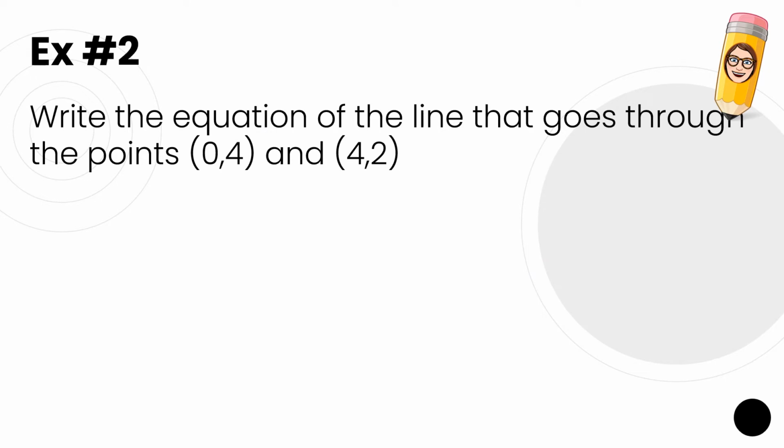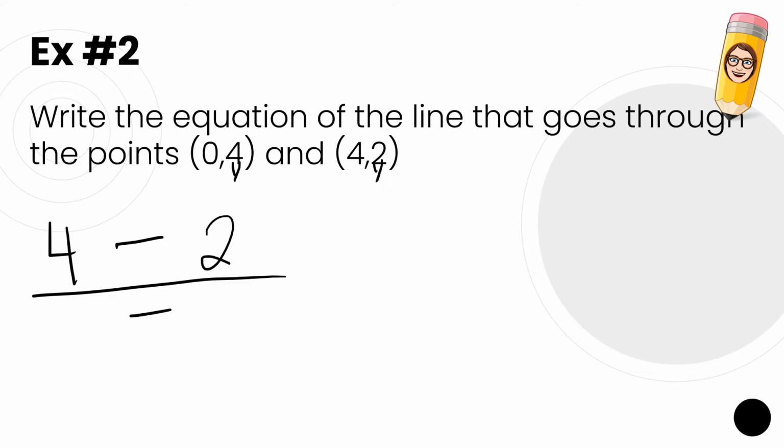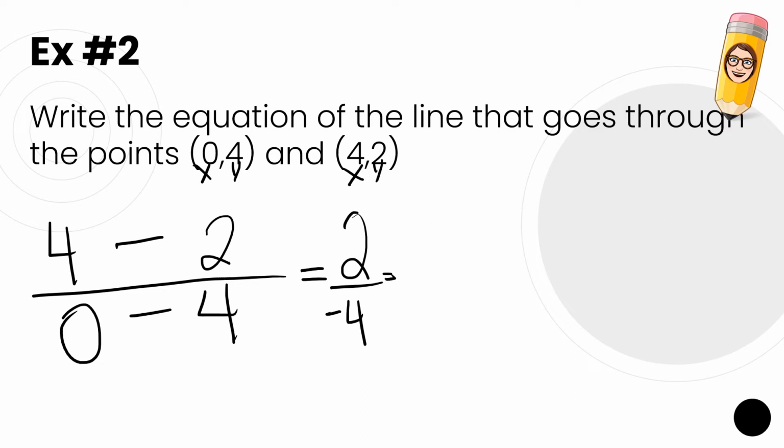Let's try this next one. I'm going to show a little less. We are finding the change in y's over the change in x's. I've got a y value of 4 and a y value of 2. Let's line up our x's. I have an x value of 0 and an x value of 4. Let's calculate. 4 minus 2 is 2. 0 minus 4 is negative 4. 2 over negative 4 is the same as saying negative 1/2. So we have a negative 1/2 for our m.